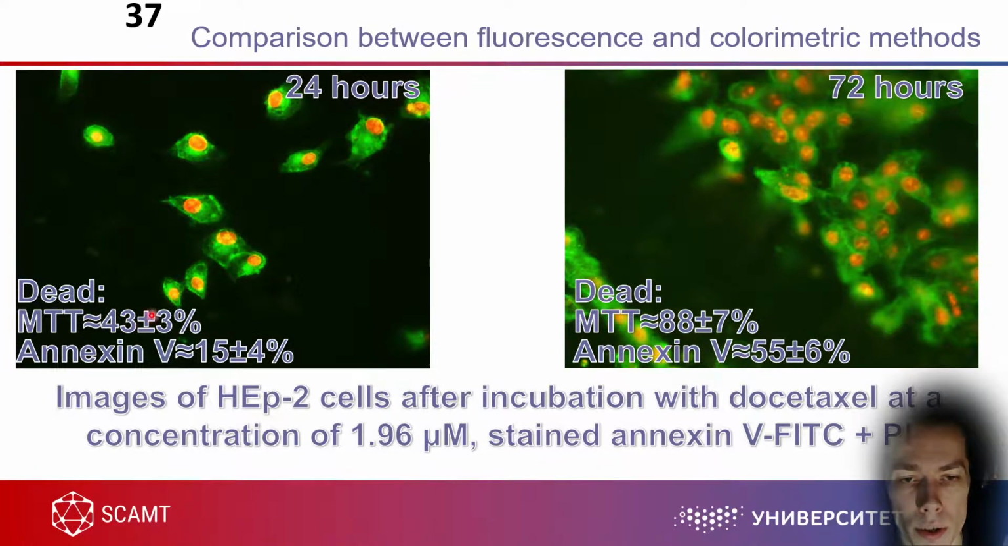So according to MTT assay, it's like 43% of dead cells, but according to fluorescent staining with NXene, it's like only 15% of cells are dead, so they have a red nucleus. And the difference is three times. And after 72 hours, staining with NXene gives like 55% of the dead cells, but the MTT gives like 90% of the cells are dead.